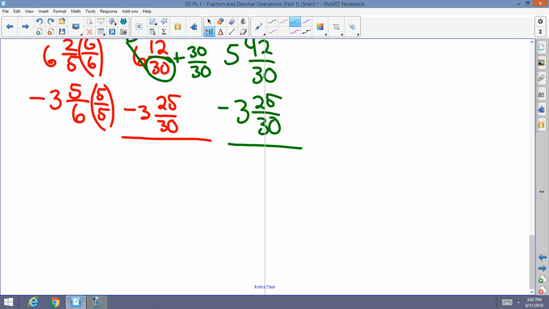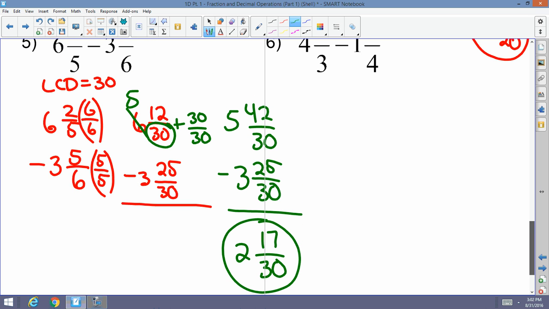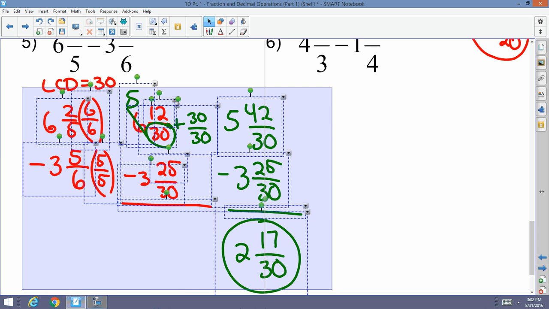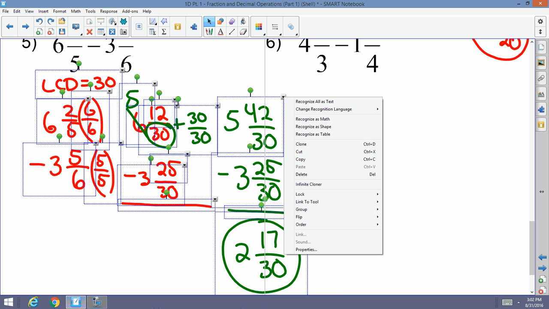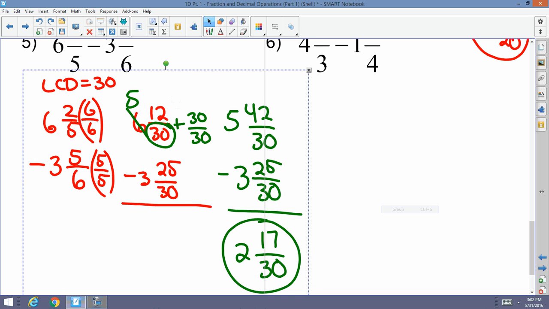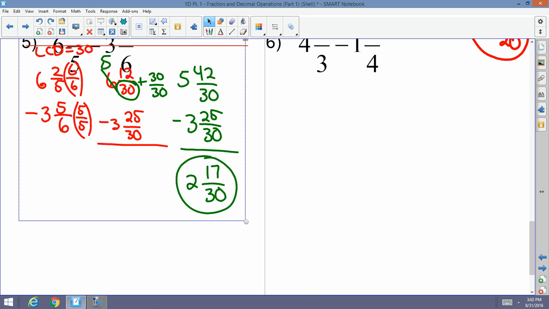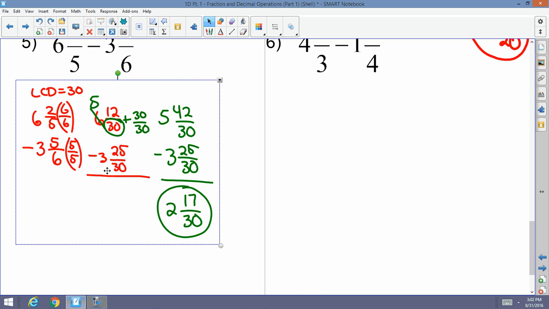And that will give me 42 minus 25 is 17/30. And 5 minus 3 is 2. So I have 2 and 17/30. Okay? Let me go ahead and get this all together for you guys into one little group so I can have space for the next one. All righty. There you go.